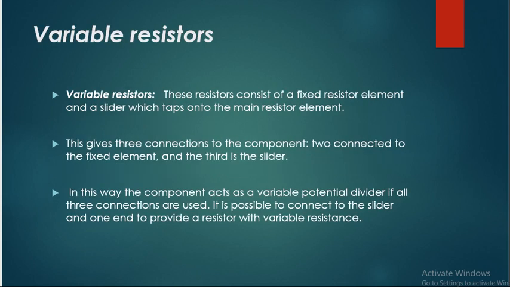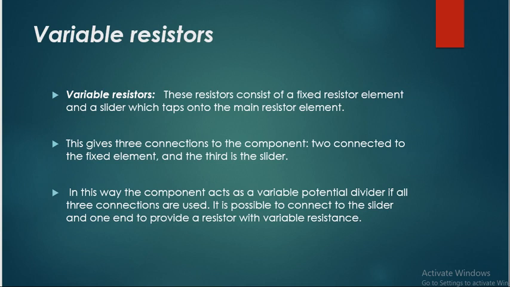Next is variable resistors. As the name suggests, these resistors consist of a fixed resistor element and a slider. This is the reason why we call it variable. It contains a slider which taps onto the main resistor element. So this is how we can control it.